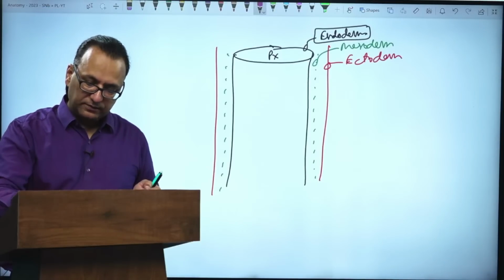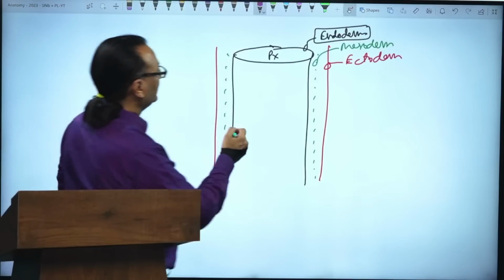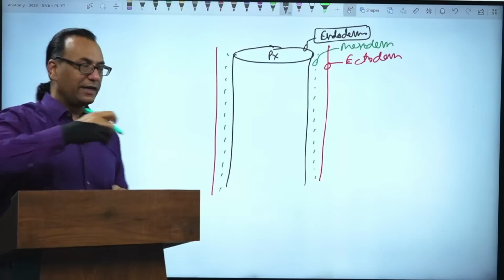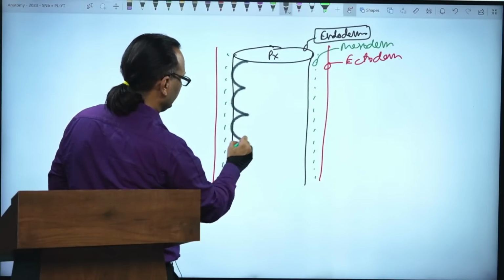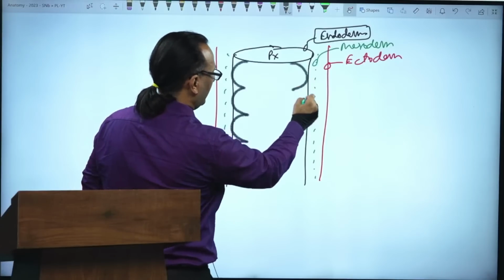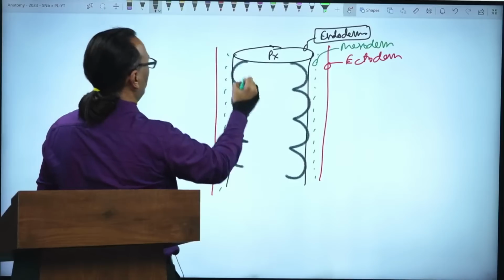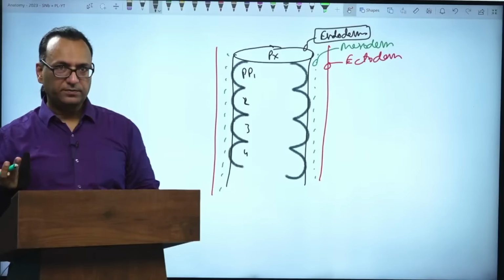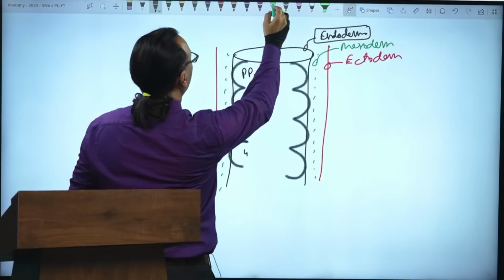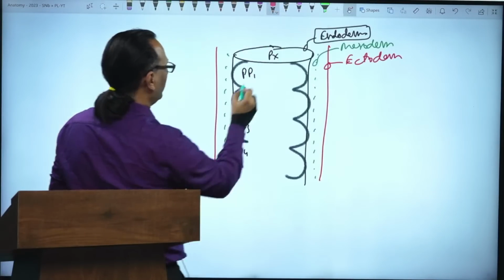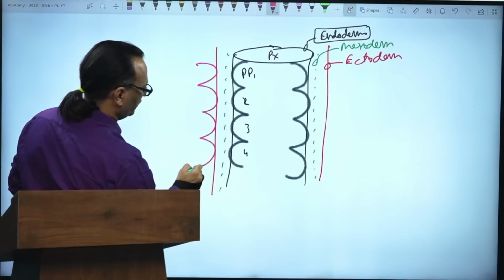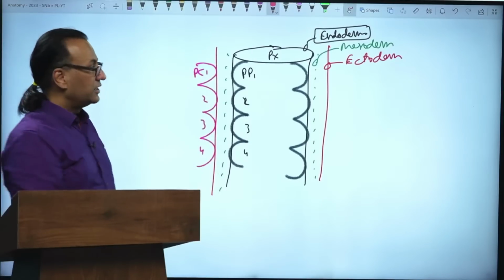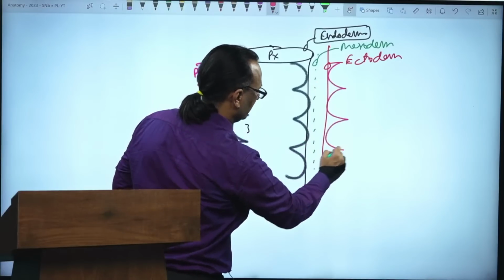And then you will see that there are some changes happening. On the inside, there will be pharyngeal pouch 1, 2, 3, 4, on the right side and left side, of course lined by endoderm. And then there will be pharyngeal clefts, which are ectodermal: pharyngeal cleft number 1, 2, 3, 4 on the outside, lined by ectoderm.